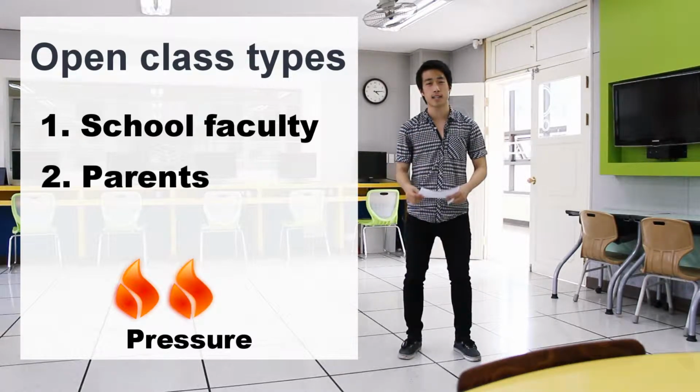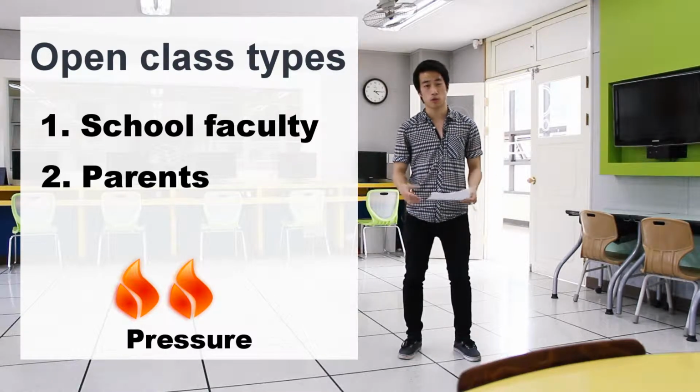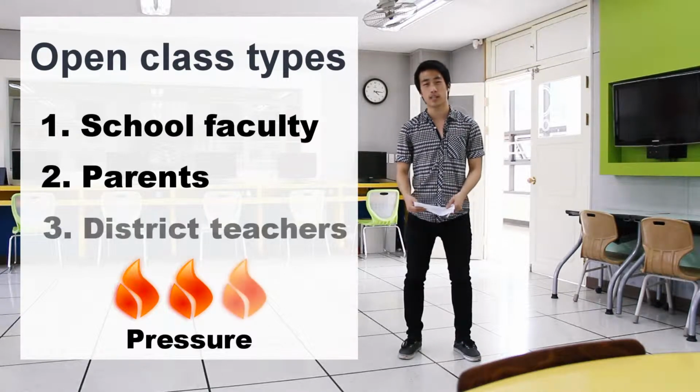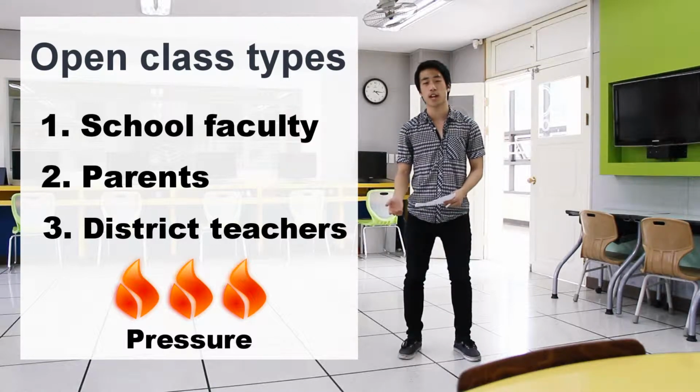The second type of open class is when actual students' parents come in and sit and watch your class. Since you work for a public school, of course, you're funded by tax money. So a lot of the parents are curious about how their tax money is being spent, and they're very curious about seeing a foreigner teaching their children. And finally, the last type of open class is when teachers and faculty from other schools actually come to your school to view your open class.